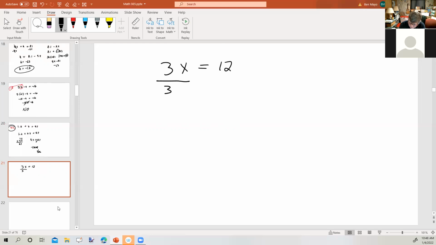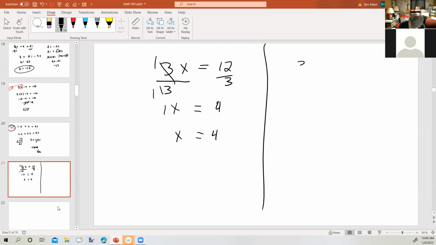That is 3x. Dividing by 3, the 3 is reduced down to 1 over 1, or 1x, or just plain old x. However, since I divided the left side of the equation by 3, I must also do the same thing to the right side of the equation. So x equals 4. Let's check our work.